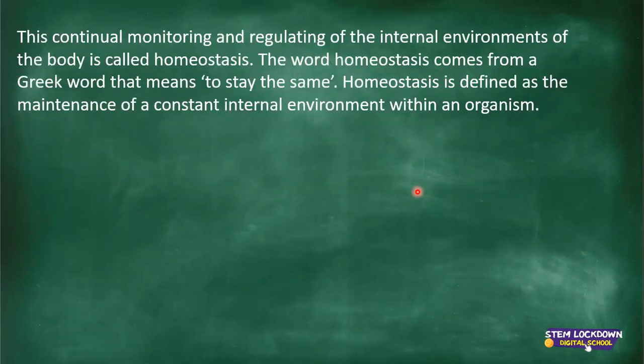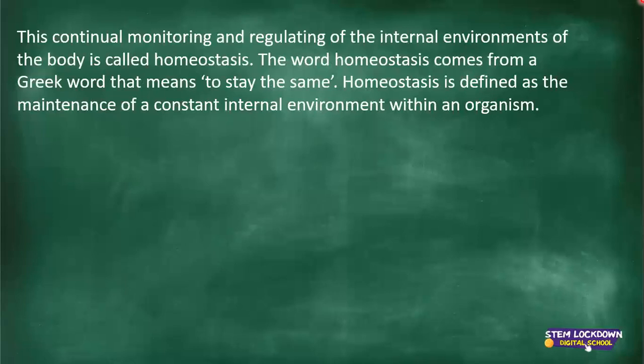This continual monitoring and regulating of the internal environment of the body is called homeostasis. The word homeostasis comes from a Greek word that means to stay the same. Homeostasis is defined as the maintenance of a constant internal environment within an organism.